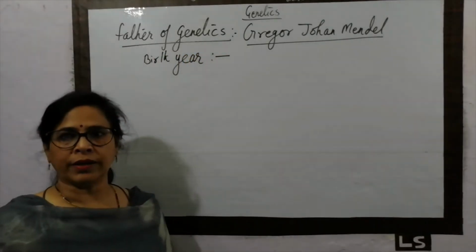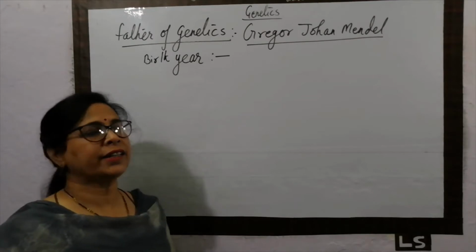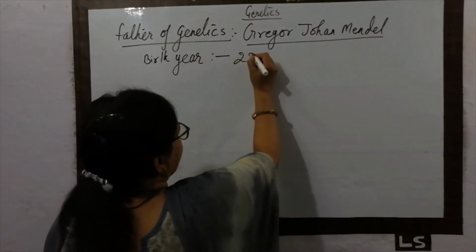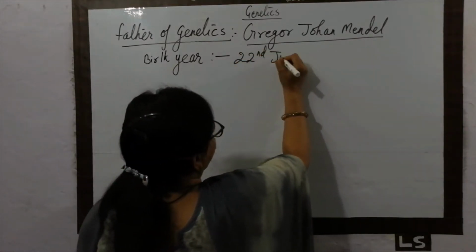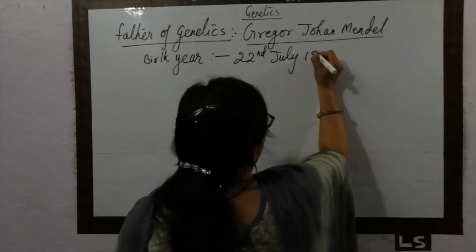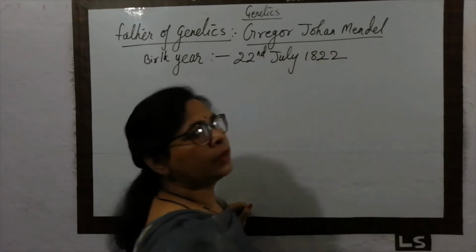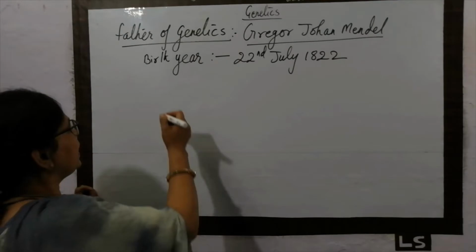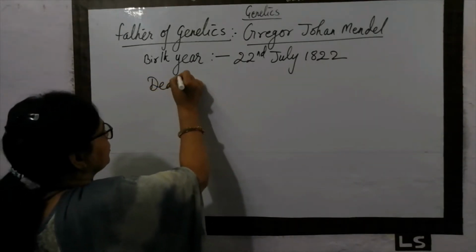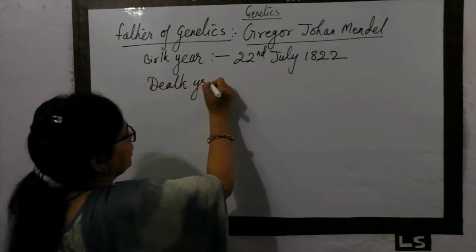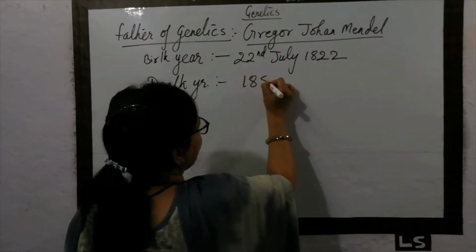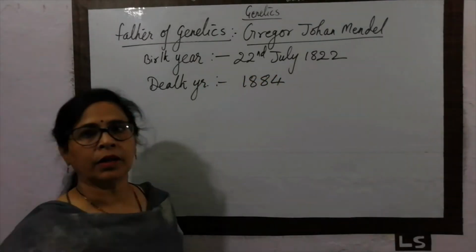Birth year of Mendel. He was born on 22nd July 1822. And his death year is 1884. Okay, this is the period.